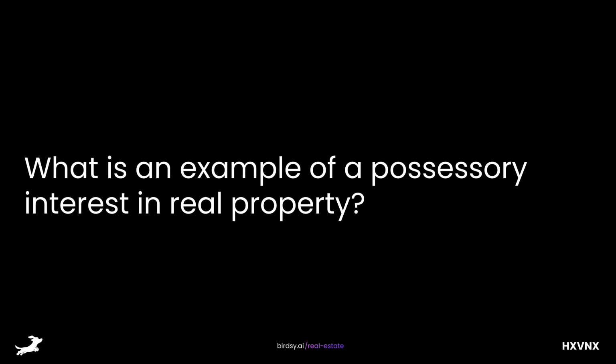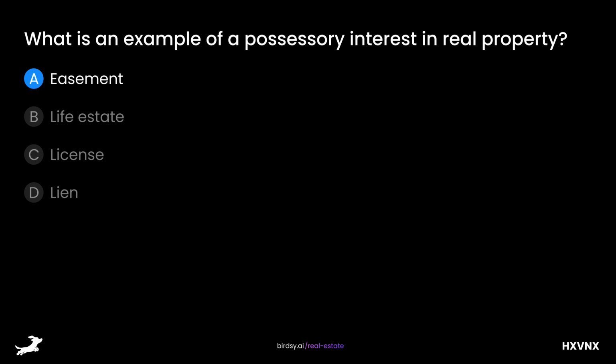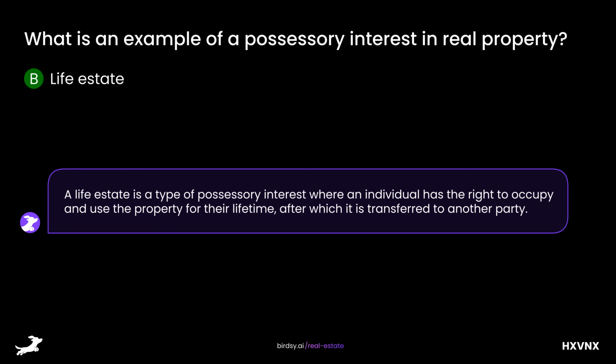What is an example of a possessory interest in real property? Is it A, easement, B, life estate, C, license, or D, lien? The answer is B, life estate. A life estate is a type of possessory interest where an individual has the right to occupy and use the property for their lifetime, after which it is transferred to another party.